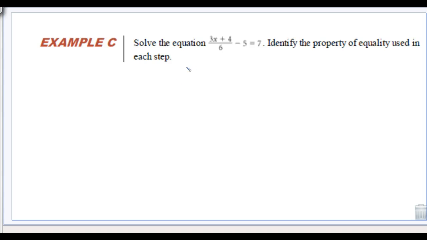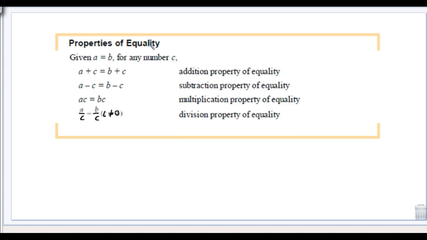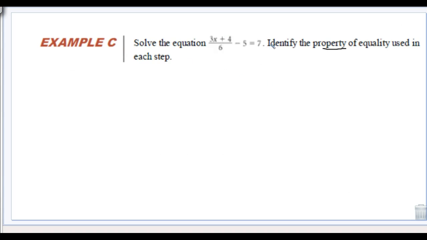Alright, so here's our next and last example. Solve the equation 3x plus 4 divided by 6 minus 5 equals 7. Identify the property of equality used in each step. So we're going to be looking at these properties of equality. What I'm going to do first is take x and multiply it by 3. That's my first step. My second step is I'm going to add 4. My third step is I'm going to divide by 6. And my last step, I'm going to subtract 5. Those are my 4 steps.